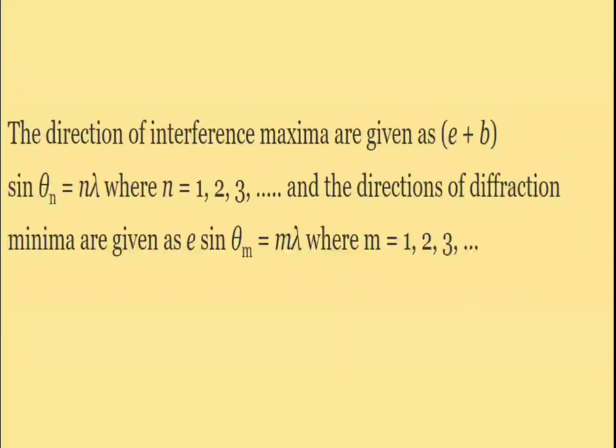The direction of interference maxima is (e plus b) sin theta equals n lambda, and the direction of minima is e sin theta equals m lambda. That means these two cases exist at the same point.